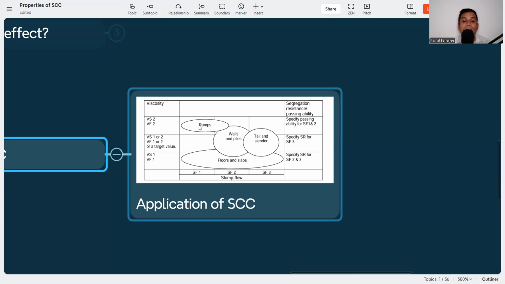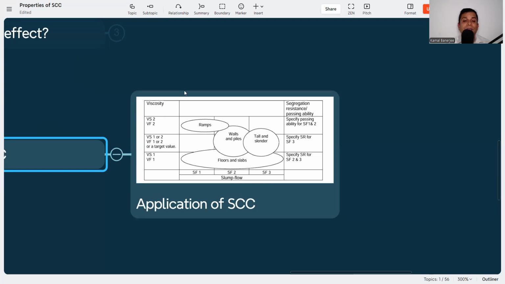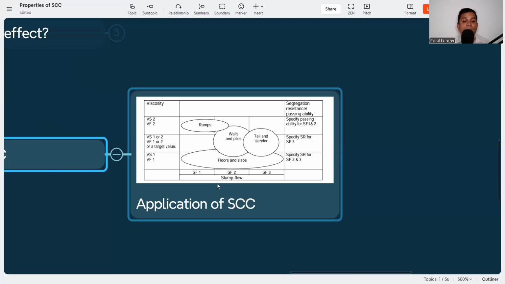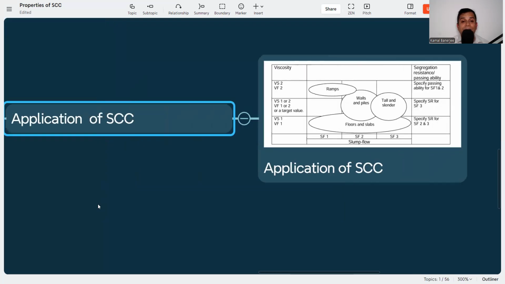We can choose ramp area, wall, and piles. If it is a ramp area, the viscosity should be VS2 or VF2, and specifying passing ability for SF1, SF2. And what will be the slump flow? Here it is SF1. So this table is very important. I'm taking it from the EFNARC guidelines. It gives the guidelines on where we can use self-compacting concrete.